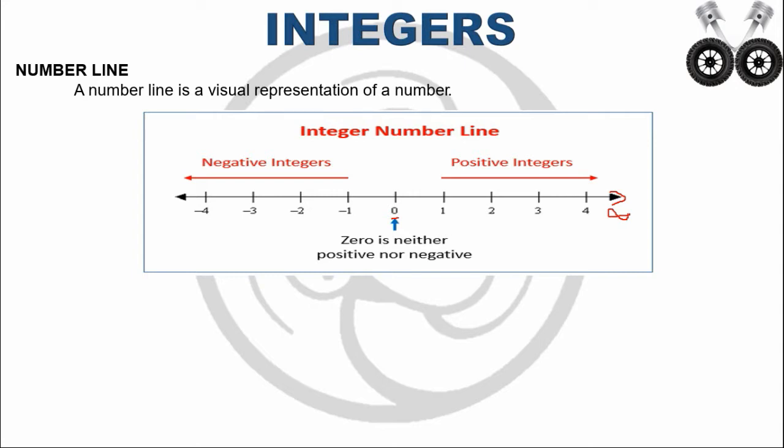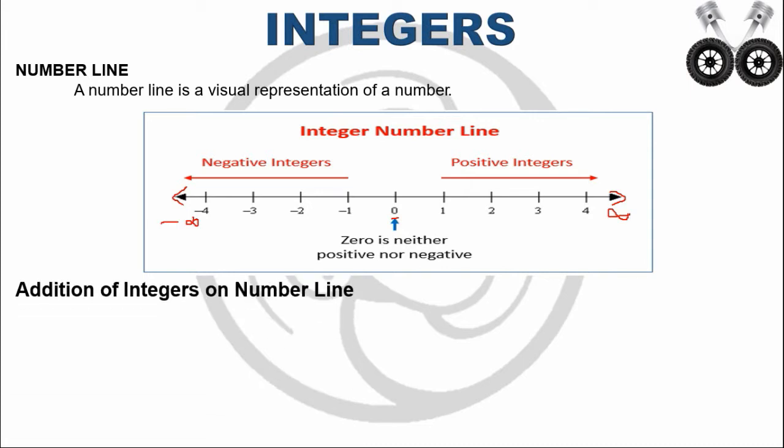Again, on the left hand side the negative integers are written. The negative integers also do not end; there are infinitely many negative numbers. So the arrow mark denotes that the negative integers will continue. So the arrow mark denotes the direction of the negative integers. The direction of the negative integers is on the left hand side and the direction of the positive integers is on the right hand side.